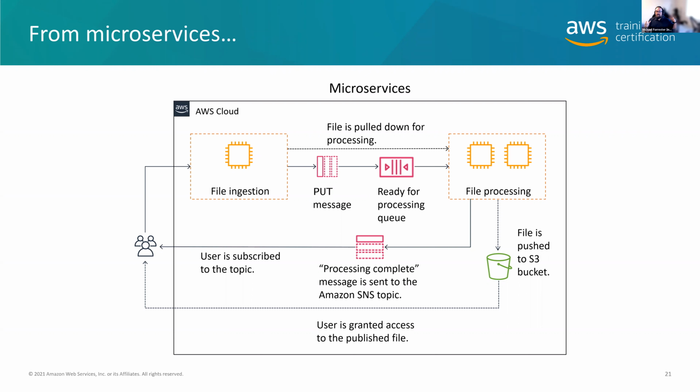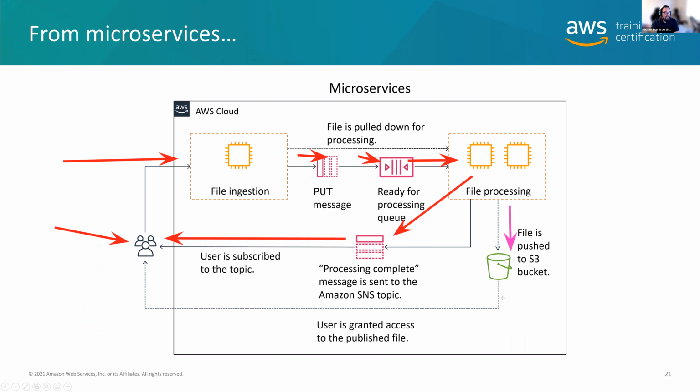So if we blow that previous slide up where we were going from a monolith with a single code base running on a single system or multiple systems down to microservices, here, if you look at the left-hand side, you've got a user that's subscribed to a particular topic. Let's say that a file is dumped into this thing. That puts a message into a queue, and then the file is processed. Once the file processing is done, it sends a message over to the user who subscribed to the topic. And then on a separate plane, the file is pushed or outputted to S3, and then the user is granted access to the published file through a separate work path.